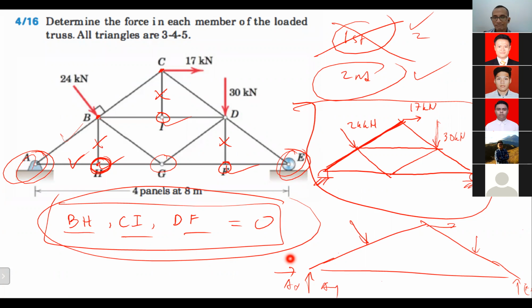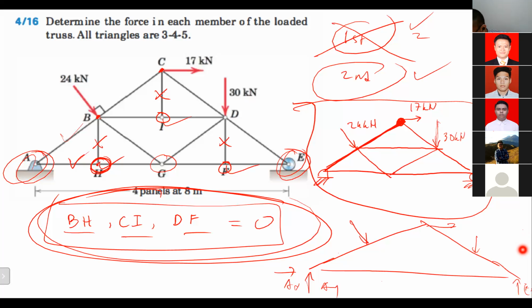But if from the beginning you know that these three members are zero force members, then you can start from the top, point C here, without knowing AX, AY, and EY, because here we have two unknowns only, so we can solve that. Okay, sir. Thank you. You get it? Yes, I get it, sir.